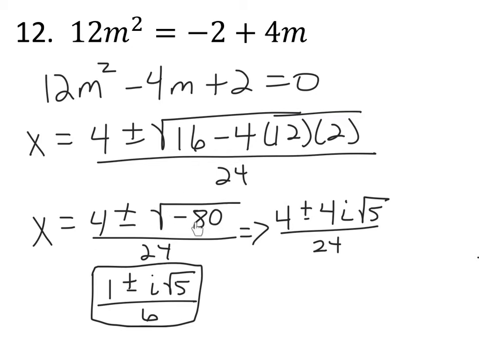Well, I know that 16 times 5 is 80, so I'm going to take the square root of 16, and that's going to give me 4. I'm also going to take this negative sign out of my root, and I'm going to make that an i. So I have 4 plus or minus 4i root 5, all over 24. Now this 4 and this 24 all reduce. So I'm going to reduce this to 1 over 6. So 1 plus or minus i root 5 over 6 is my final answer.